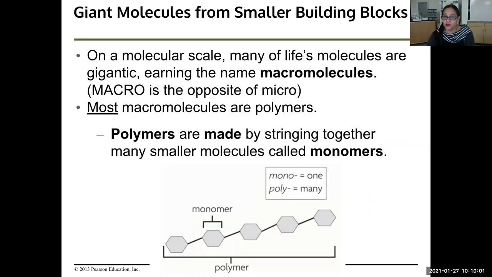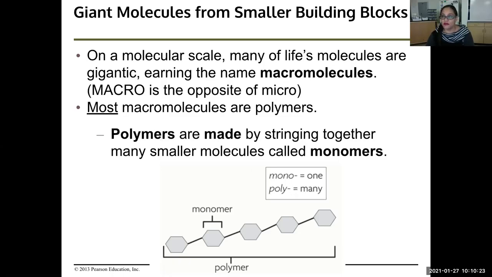On a molecular scale, many of life's molecules are gigantic, earning the name macromolecules. Most macromolecules are called polymers. A polymer is a molecule that's made by stringing together many smaller molecules called monomers. So it looks like a chain, like on the bottom. Mono means one.